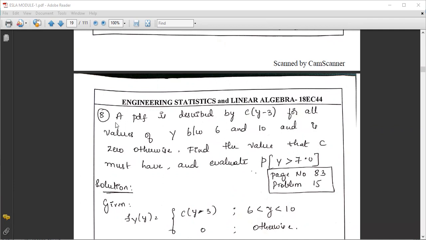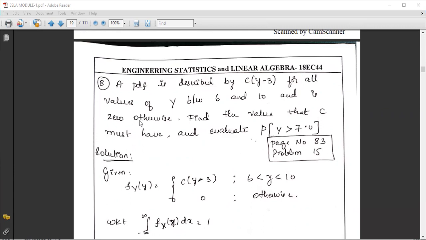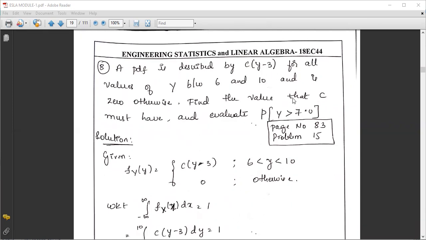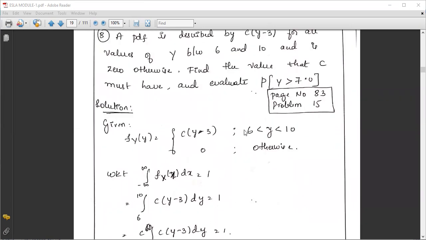This is the easiest problem, and it also appeared in the model question paper, I think. So this is important, and this problem is the same as the previous problem. You should do it on your own, with the same limits 6 to 10. Make this problem symbolically the same as this one, but here y is the random variable; in the previous problem x was the random variable. The question is the probability of y greater than 7.0.